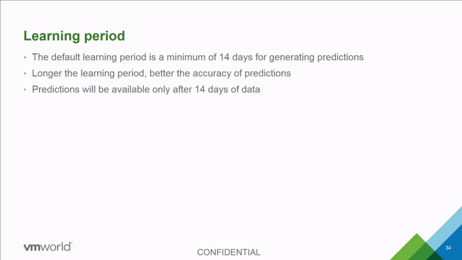And predictions will be available only after 14 days. This is by default, that's what I mentioned. So if you added your vCenter to vROps like 2 days ago, and if you don't see predictions, it's not a surprise because there's not enough data at vROps to start generating predictions. So it needs at least 14 days of data by default before it can generate predictions.